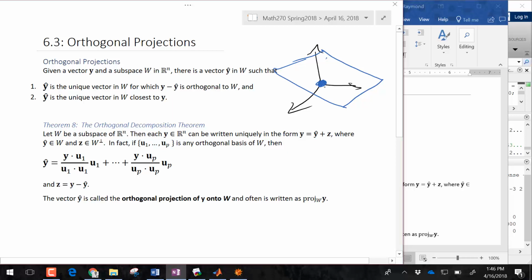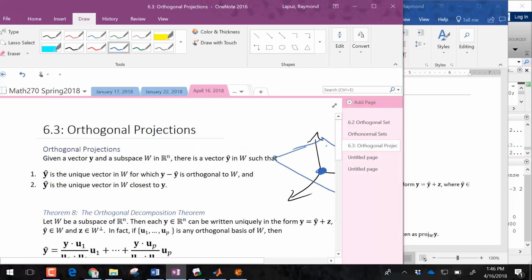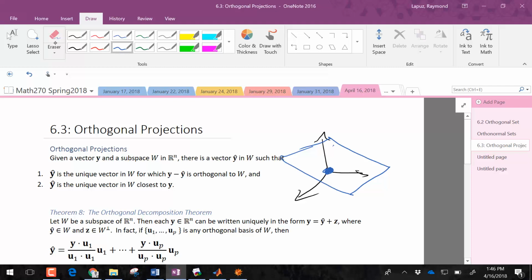So if you want to do hidden, what do you call it? Background hiding. I don't know what I'm talking about now. I want to erase. What am I doing? I should just draw this on the computer. That's what I wanted to try to do. So anyways, this is a plane going through the origin.